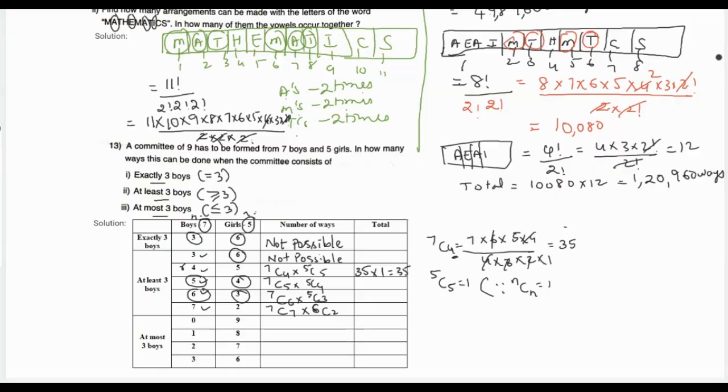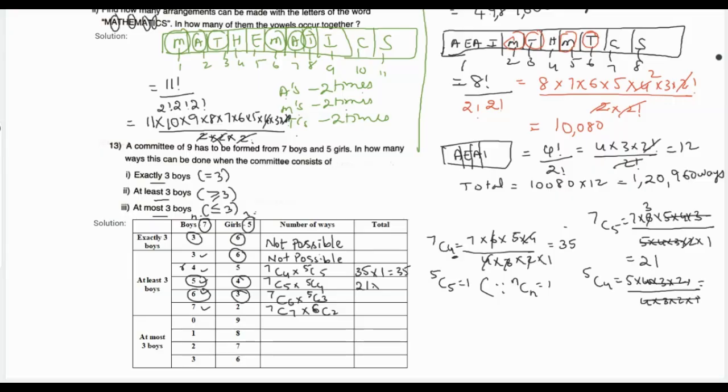Then going with the second one, 7C5 means 7 into 6 into 5 into 4 into 3 divided by 5 into 4 into 3 into 2 into 1. So 5, 3, 4 cancel, 2 ones are 2, 3 2s are 6, so 7 3s are 21. So it will be 21 into 5C4. 5C4 is 5 into 4 into 3 into 2 divided by 4 into 3 into 2 into 1. So it gets cancelled and you get 5. So 21 into 5, 5 ones are 5, 5 2s are 10, it is 105.